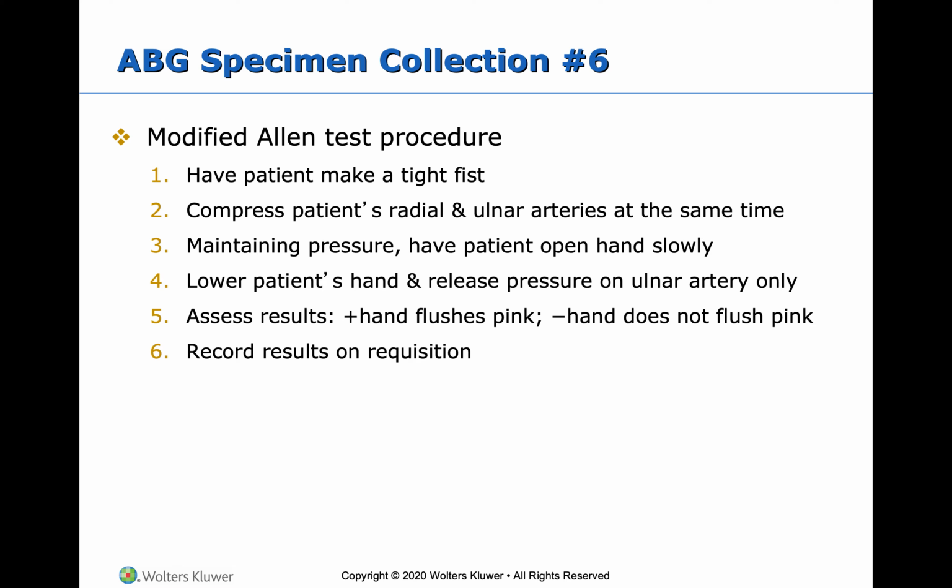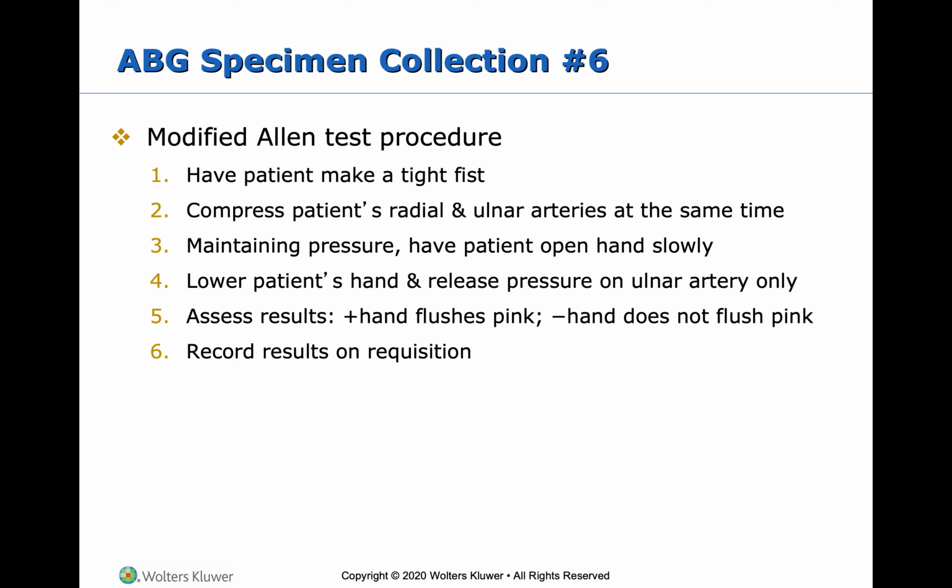It means the collateral circulation is not sufficient for you to puncture an artery, and potentially, if something goes wrong, you could damage it or cut circulation off. If you cut circulation off to the only artery that's supplying blood to the hand, what's going to happen to the hand? It's going to die. Okay, and then record the results of your modified Allen test on your requisition.